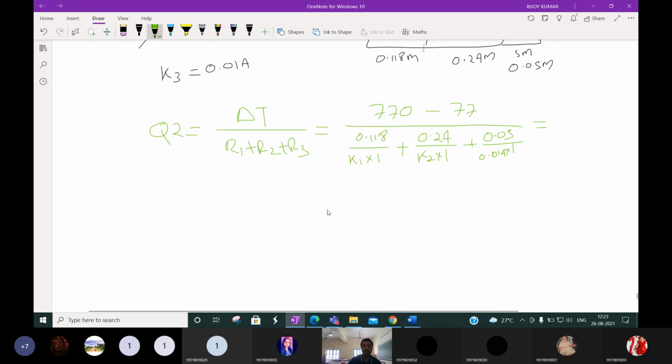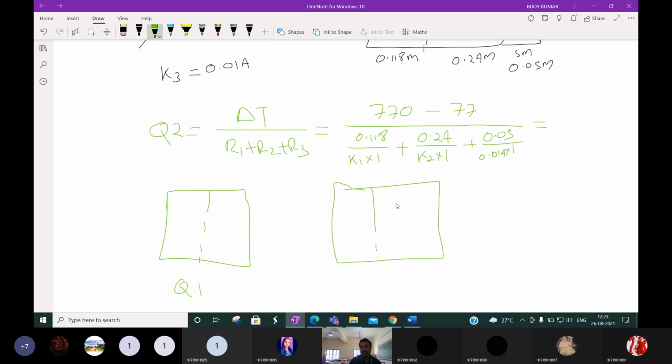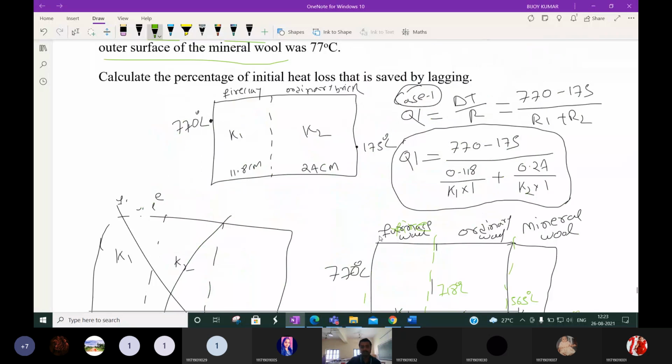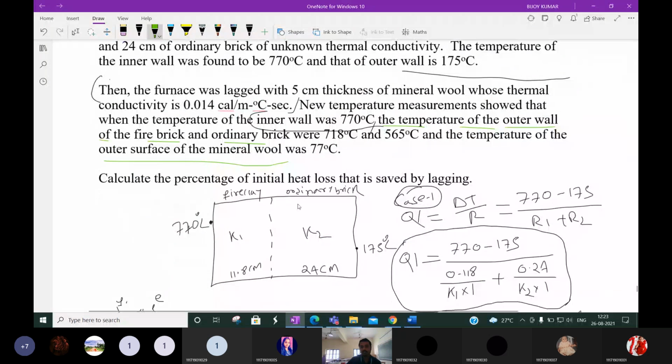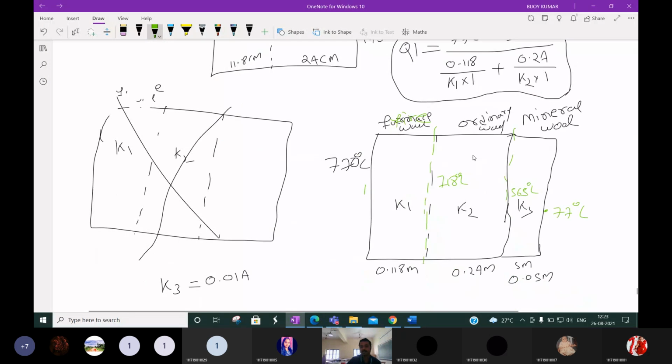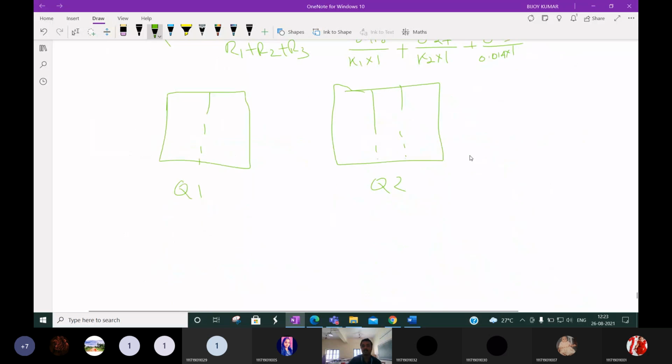Okay, the two cases we determine. In the first case, two walls are there, in which we find this Q1 value. Now in the question another wall is connected. Okay. Now what is the heat loss, Q2? In the question it is asked, calculate the percentage of heat loss that is saved by the lagging. It means what is the percentage of heat loss difference between Q1 and Q2?